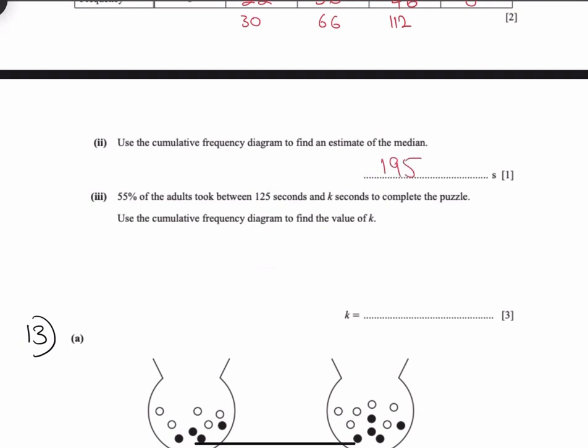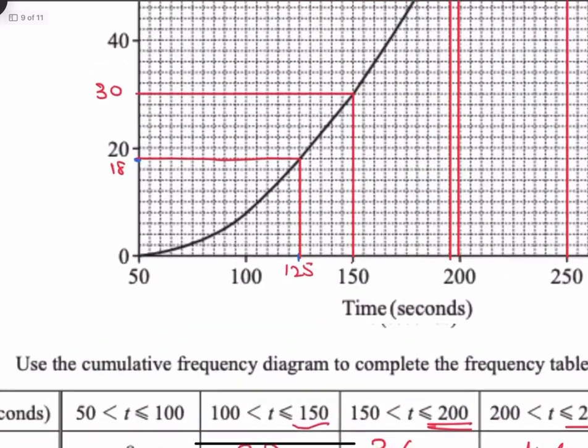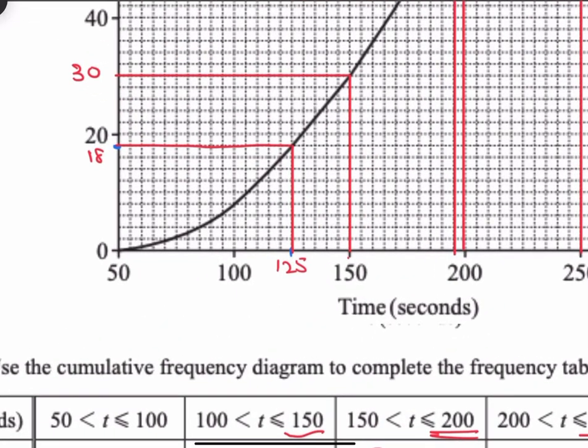55% of the adults took between 125 and k seconds to complete the puzzle. Use the cumulative frequency diagram to find the value of k. Alright, so in this question you say that 55% of 120 is equal to 66. So 66 people, we're gonna just put a pin on this number for now. And then we're gonna go to the graph and see the 125 seconds. So 125 seconds, if we looked at it here, will give me 18.